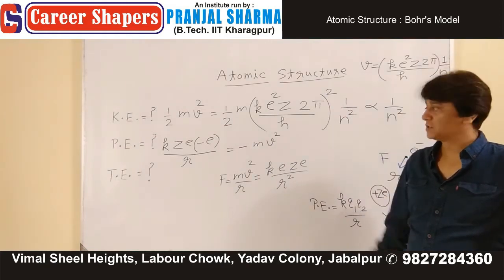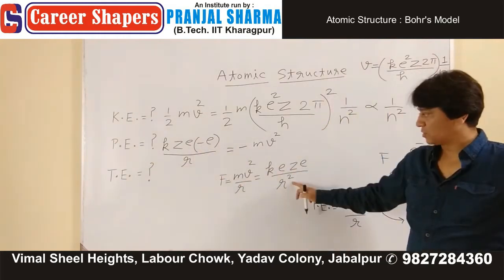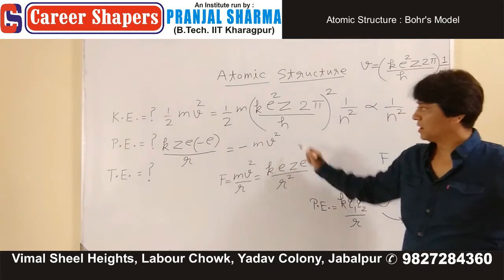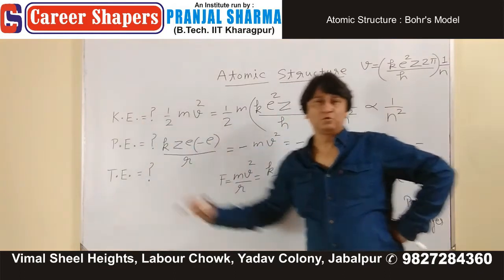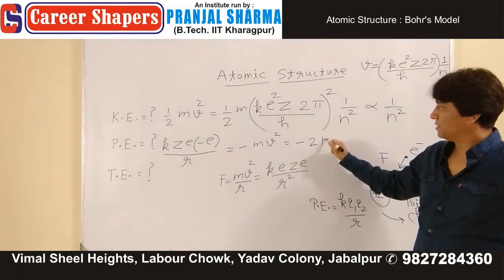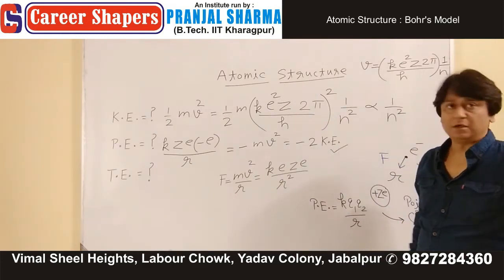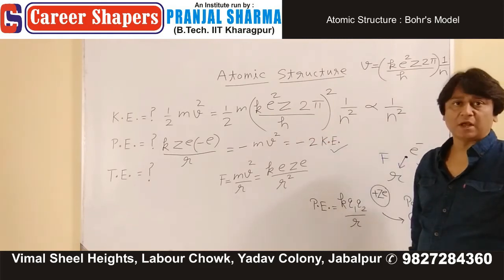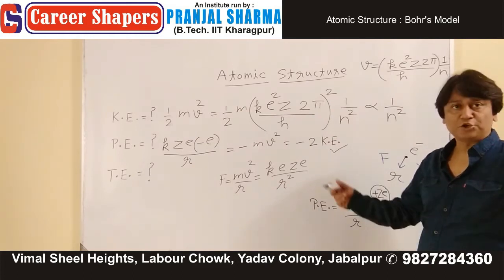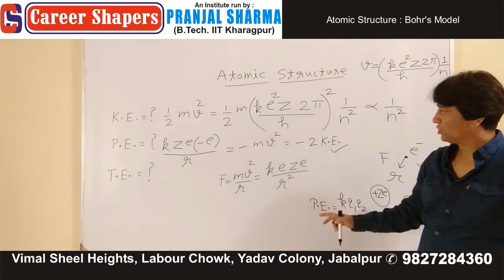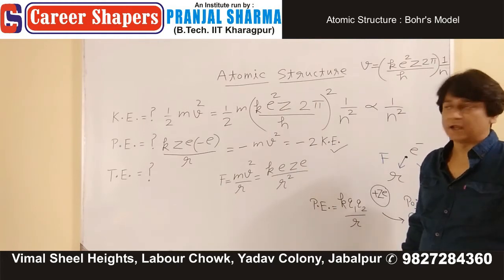What is the advantage of this thing? Negative sign is for this kZe square by R. R and square cancel is mv square. Now what is mv square? mv square is 2 times the kinetic energy. An important result. What is potential energy of an electron in its nth orbit? Relationship between P and K. Potential energy is negative of 2 times the kinetic energy.